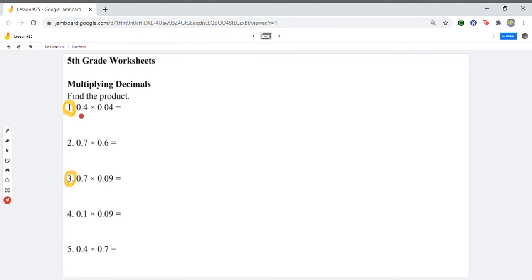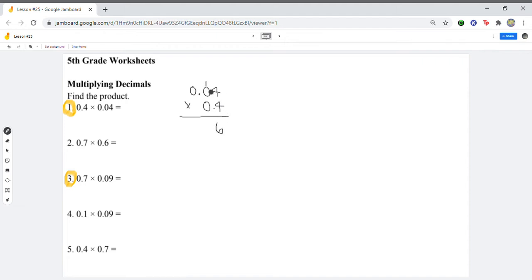So number 1 says 0.4 times 0.04. You're just going to place this vertically, one on top of another. I like to put the number with a greater number of digits on the top, and the number with a lesser number of digits on the bottom, like this. And now, we know that we're multiplying decimals, but we're just going to multiply normally, as if there are no decimal points, as of now. So 4 times 4 is 16.